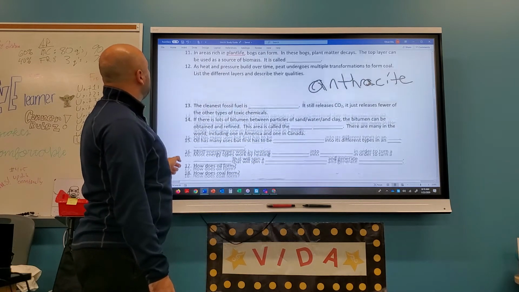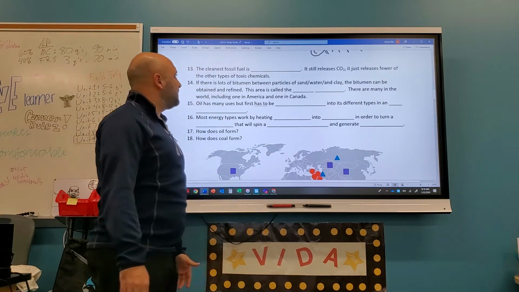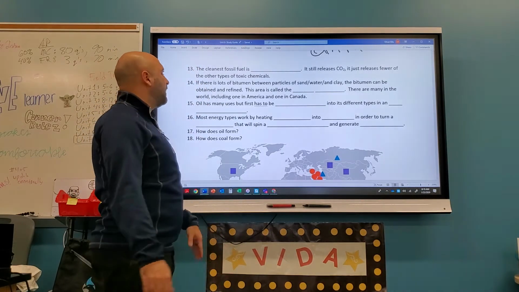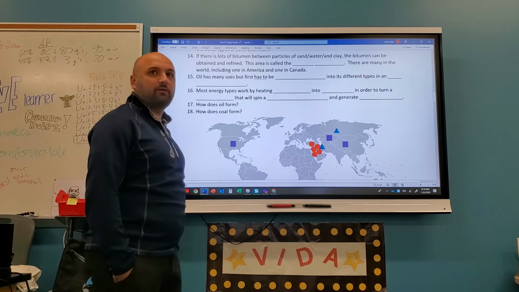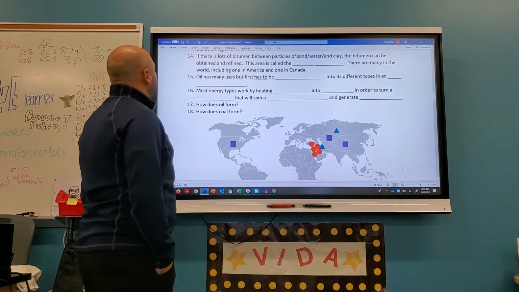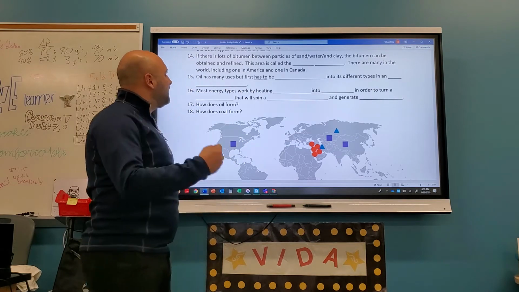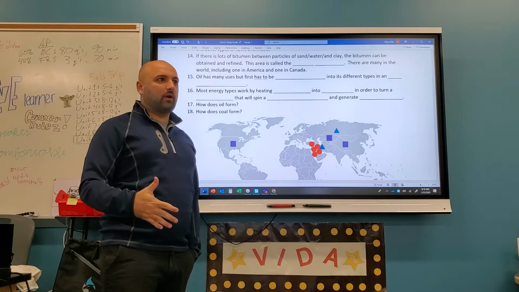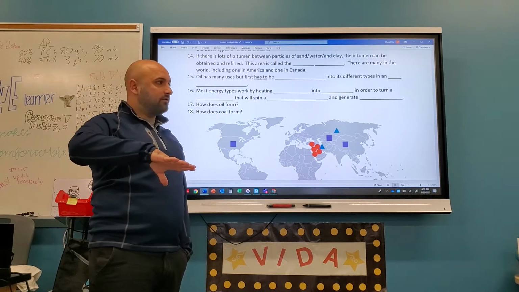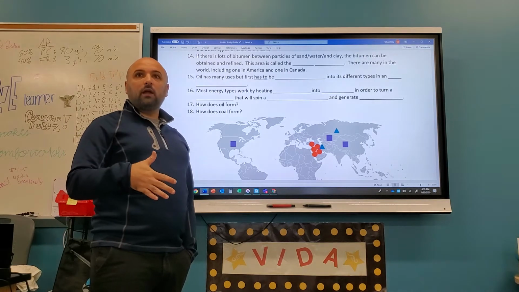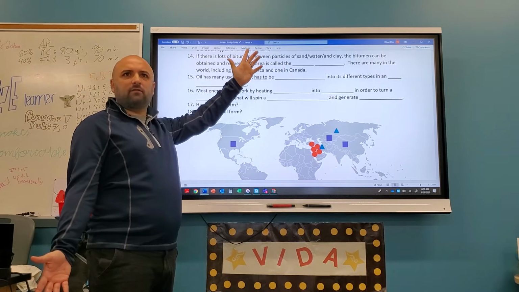Now, the cleanest fossil fuel is natural gas. It still makes CO2, it just releases fewer other types of chemicals. We'll talk about that next standard. If there's a lot of bitumen between particles of sand, water, and clay, it can be obtained and refined. These areas with all the sand and oil together we call tar sands. Remember I said bituminous coal we use to make tar. Where we have bitumen in the sand, it makes tar sands. Does that make sense? Yeah.